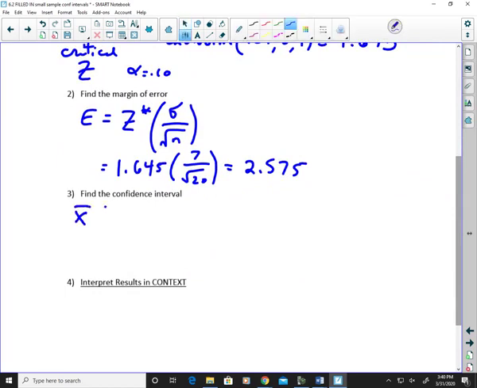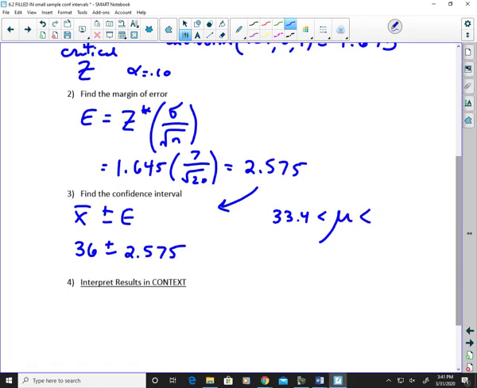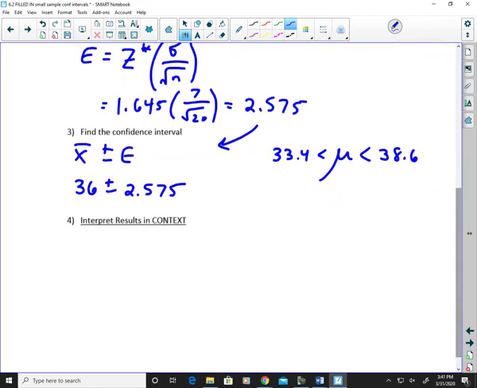And now we go down to the confidence interval where we add and subtract the error, 36 plus or minus. What did we get for an error? Bring that number down. So I get my 33.4, and I've got mu in the middle. Remember, you're estimating mu. Of course, x bar is in the middle. You used it to make this interval, for goodness sake. That's why you're estimating mu. You already used x bar.